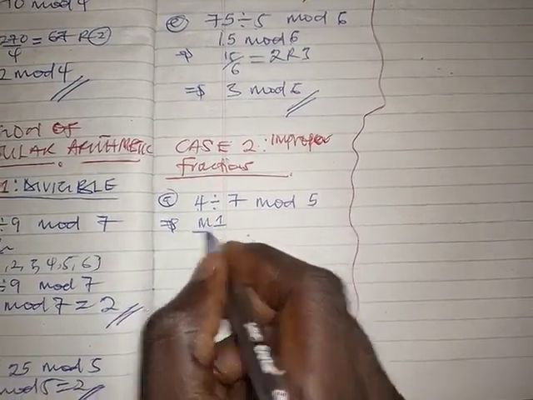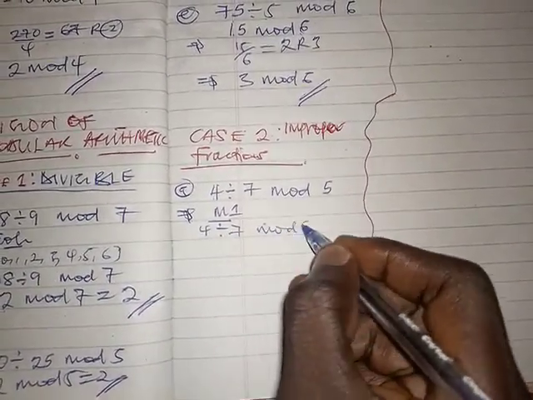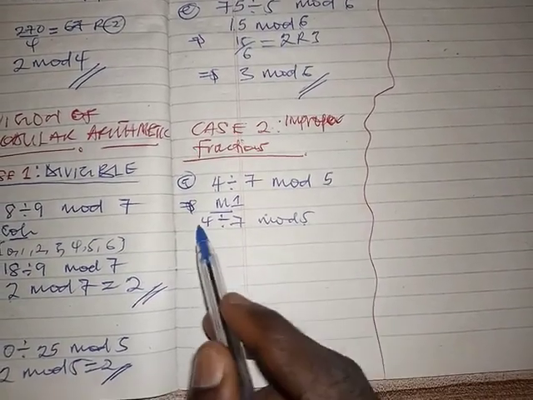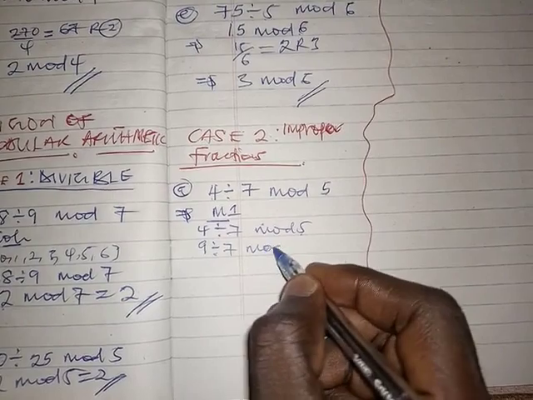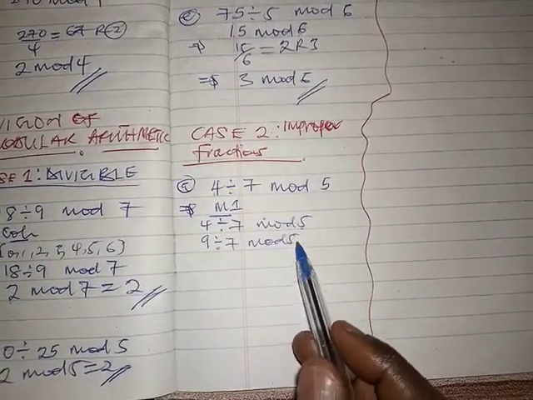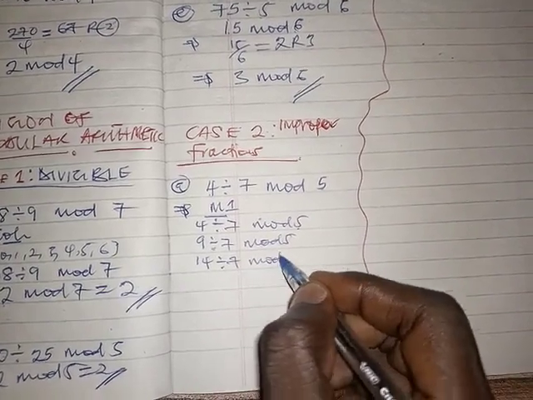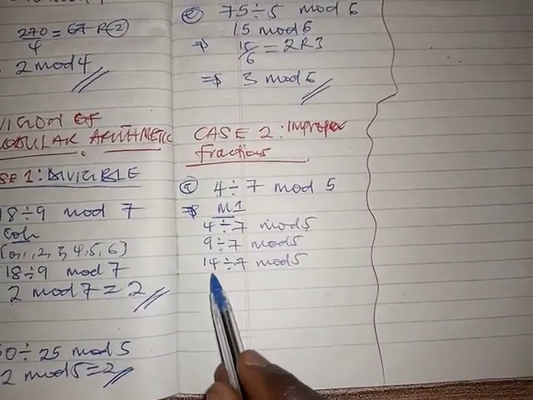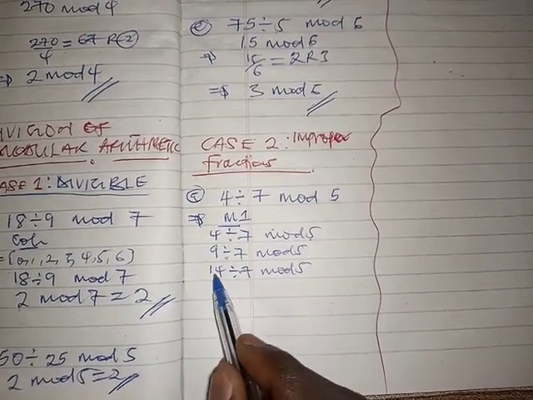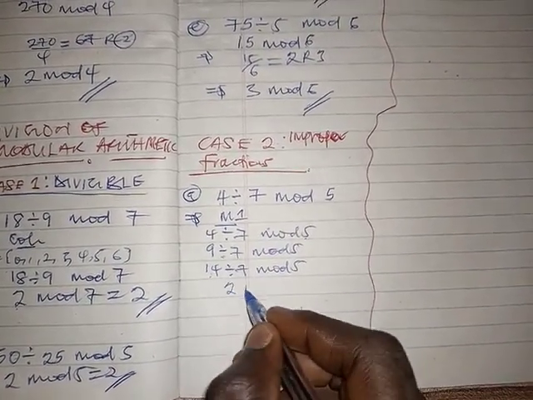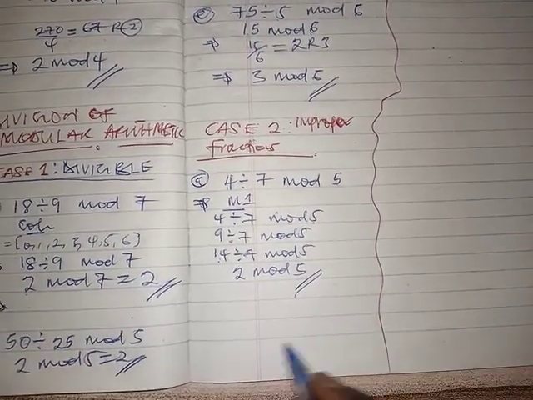Let's say method 1. So 4 divided by 7 mod 5. So 5 plus 4, you have 9 divided by 7 mod 5. Then you add 5 again, you have 14 divided by 7 mod 5. Now you can clearly see that 14 can be divided by 7. So 14 divided by 7, we have 2 mod 5. And this is your final answer.